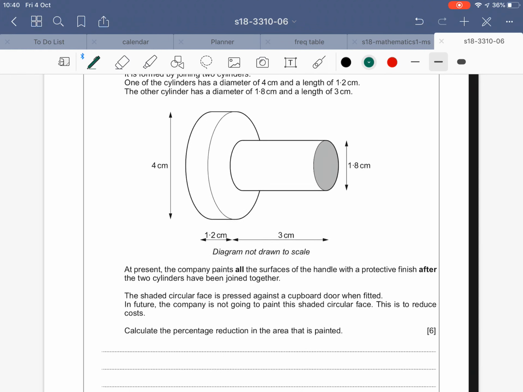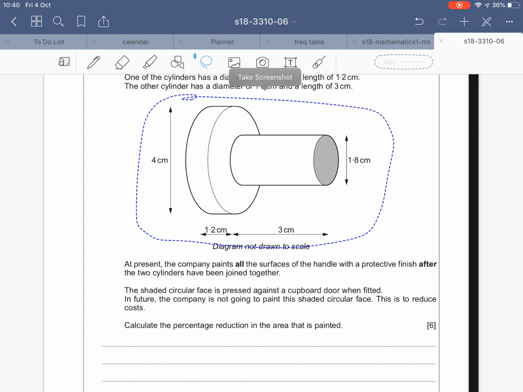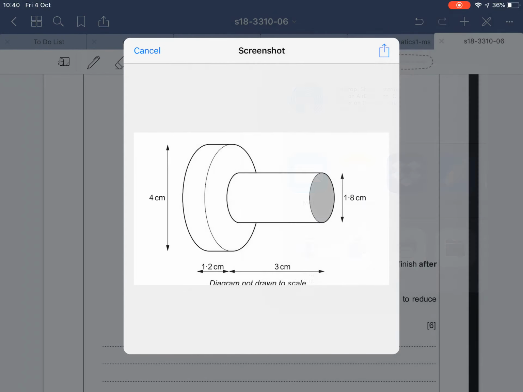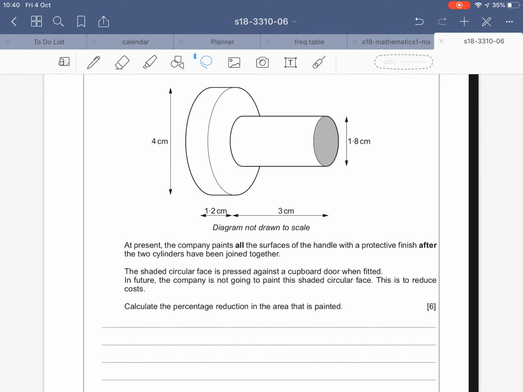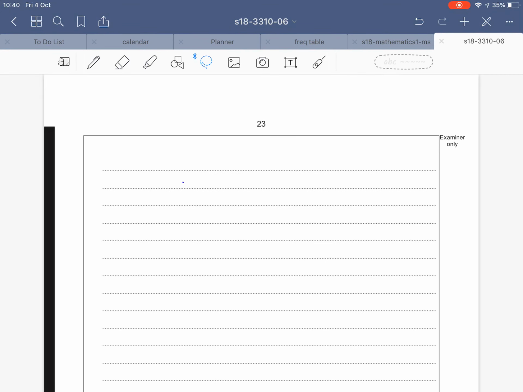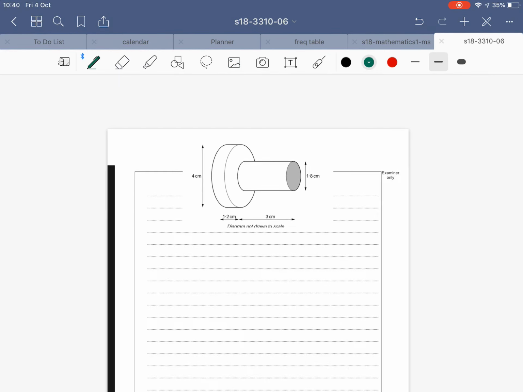Oh, I don't want to flip back and forth. Maybe I can just take this. I'm just going to take this over to the other side. And what we're going to do, we want to calculate the percentage reduction in the surface area, because they're not painting part of it. Okay, so got lots of space in there.